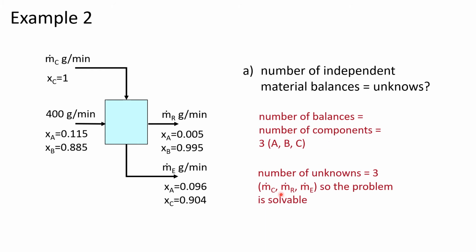We have 3 unknowns, m dot C. M dot C is the flow rate of hexanol coming in. If we work our way around, m dot R is the unknown flow rate of the water that leaves the process after having the acetic acid removed. And then m dot E is the flow rate of the hexanol leaving the process that has the acetic acid in it. Since the number of balances is equal to the number of unknowns, the problem is solvable.